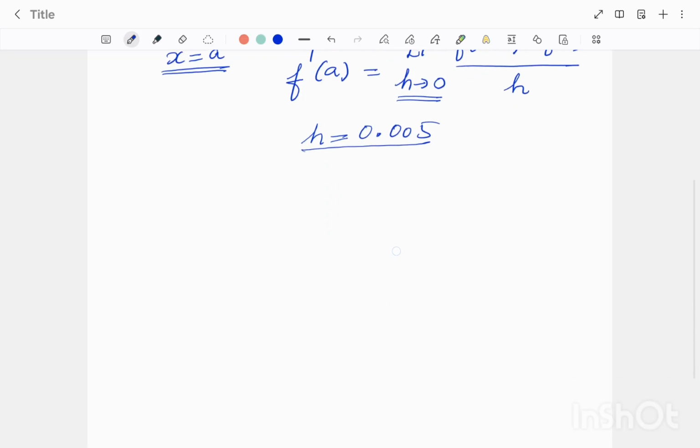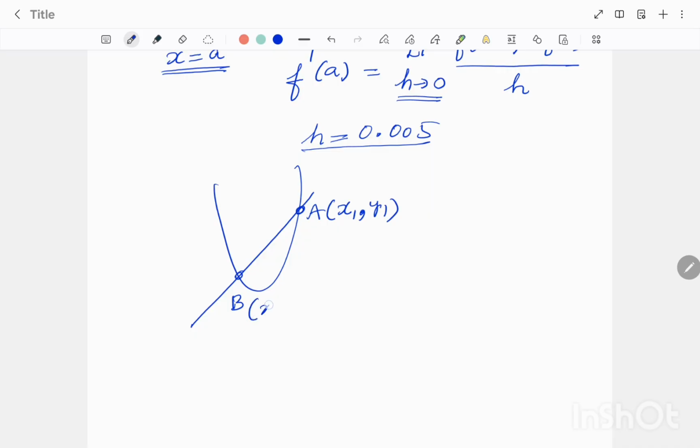If you have a line through 2 points A and B, say A is x1 comma y1 and B is x2 comma y2, then the slope of the line joining AB, otherwise the slope of the secant, we know the formula is m is equal to y2 minus y1 divided by x2 minus x1, right?